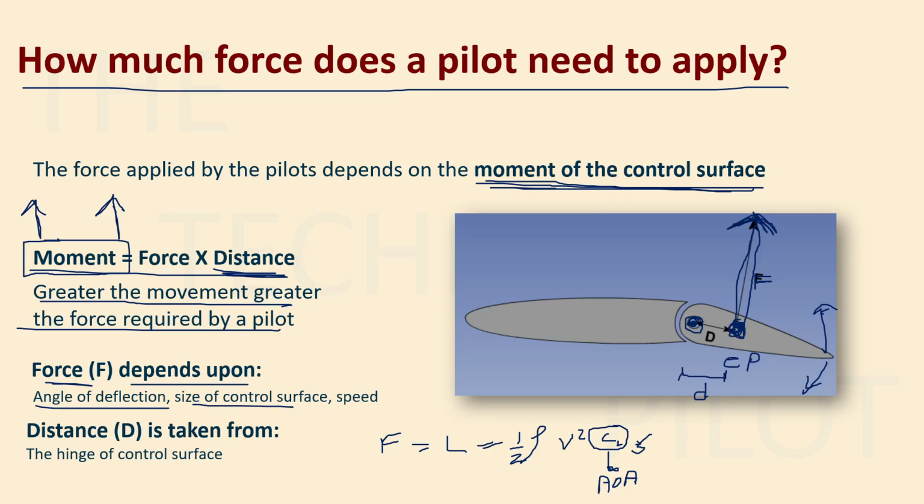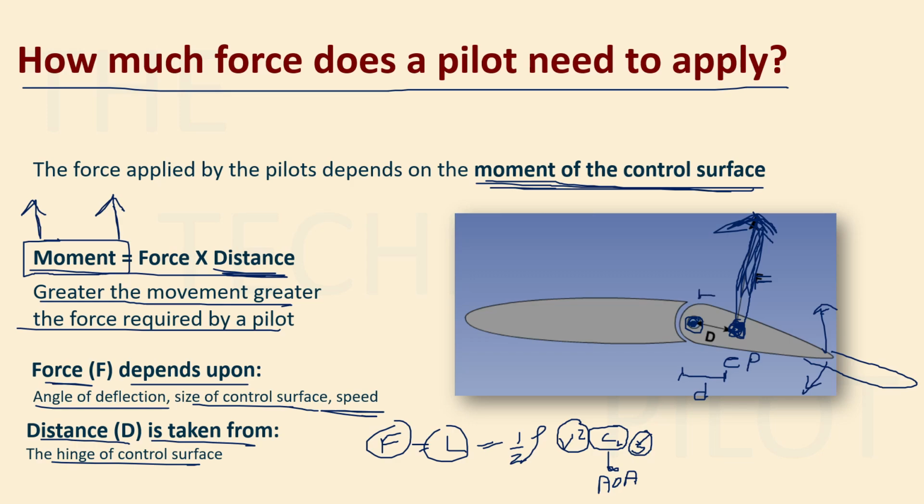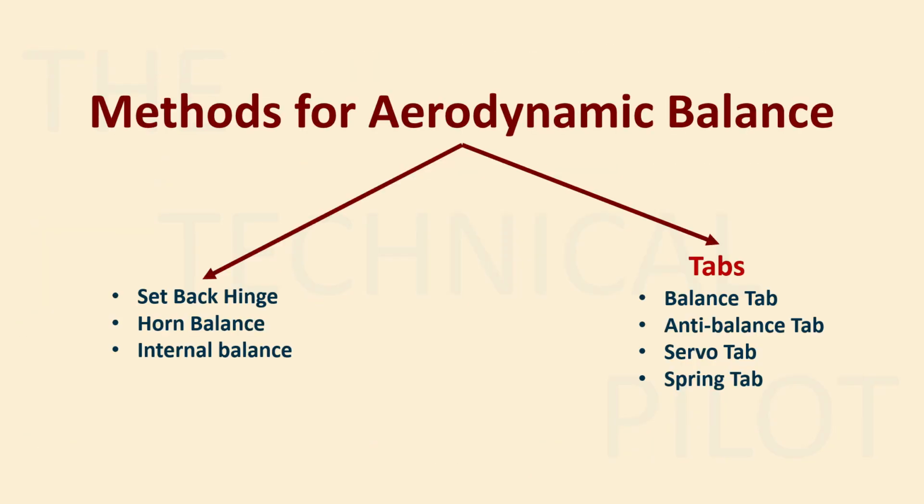And the size of controls: if you increase the size of this control, then the force vector will also increase. So this force will increase, right? And that is also in the equation. And if you increase the speed, that is the velocity, then the lift will also increase, which will increase your force, right? And the distance d is taken from the hinge of the control surface. This we have already seen: from the hinge to the center of pressure is your distance.